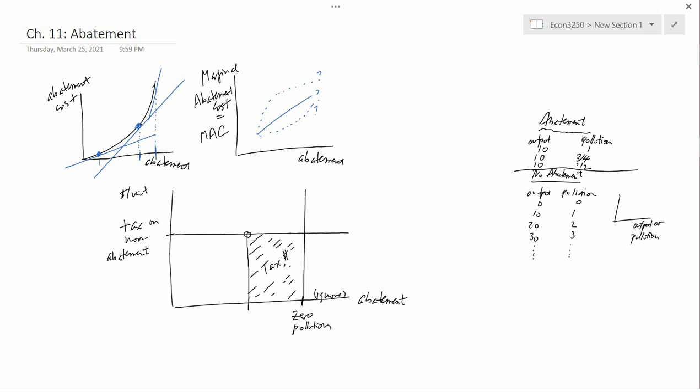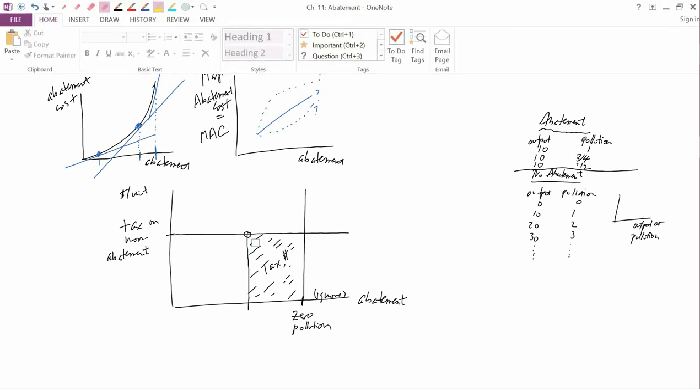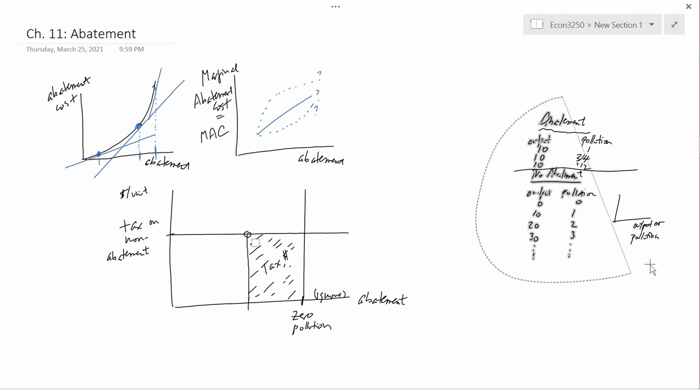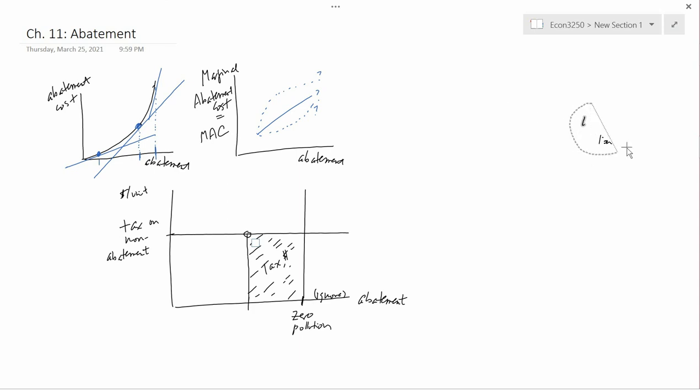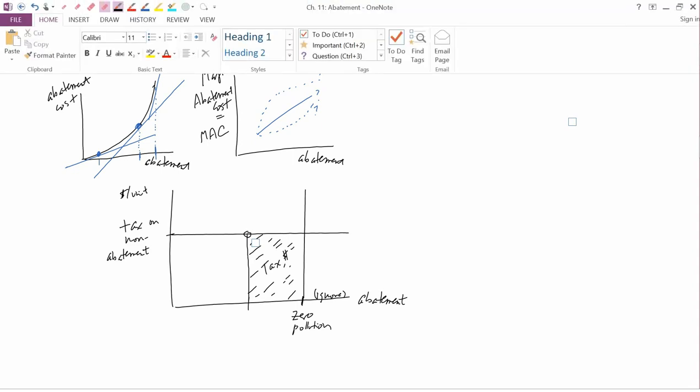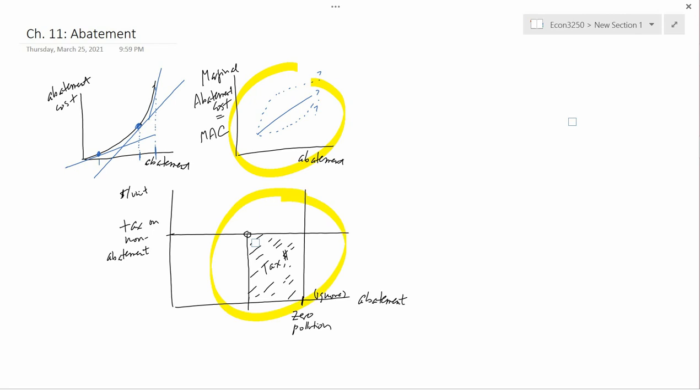Now the next question is, if we introduce the marginal abatement cost and a tax on non-abatement, how is a firm going to respond? So let me pause for a minute to erase some of the things on the right so I have a bit more room. So we're basically going to put this graph together with this graph and see what happens.